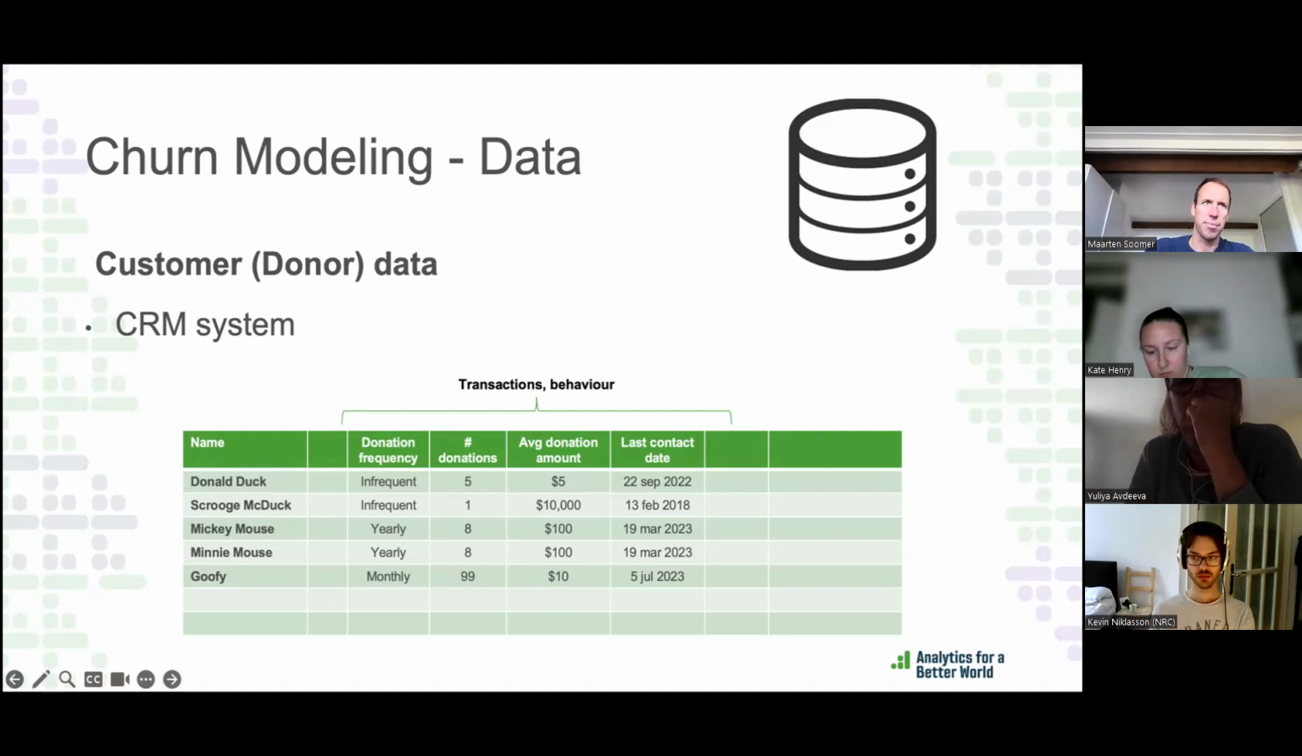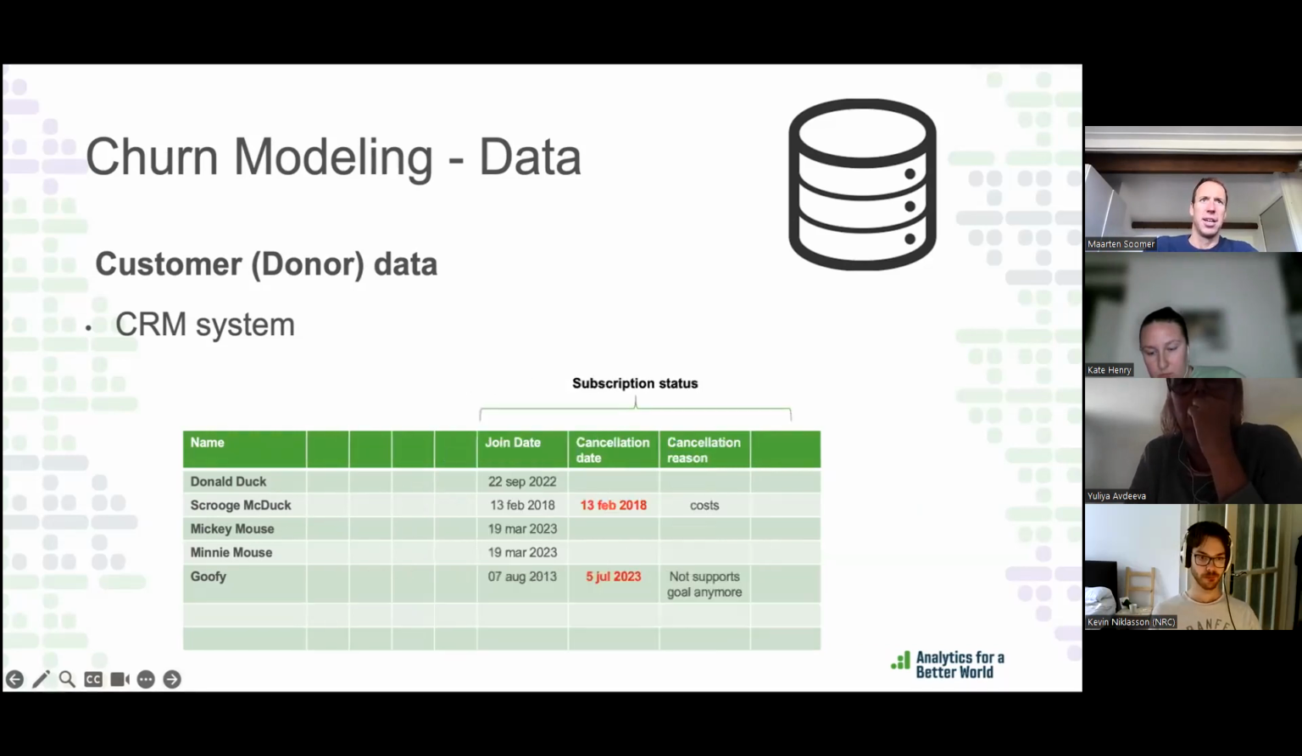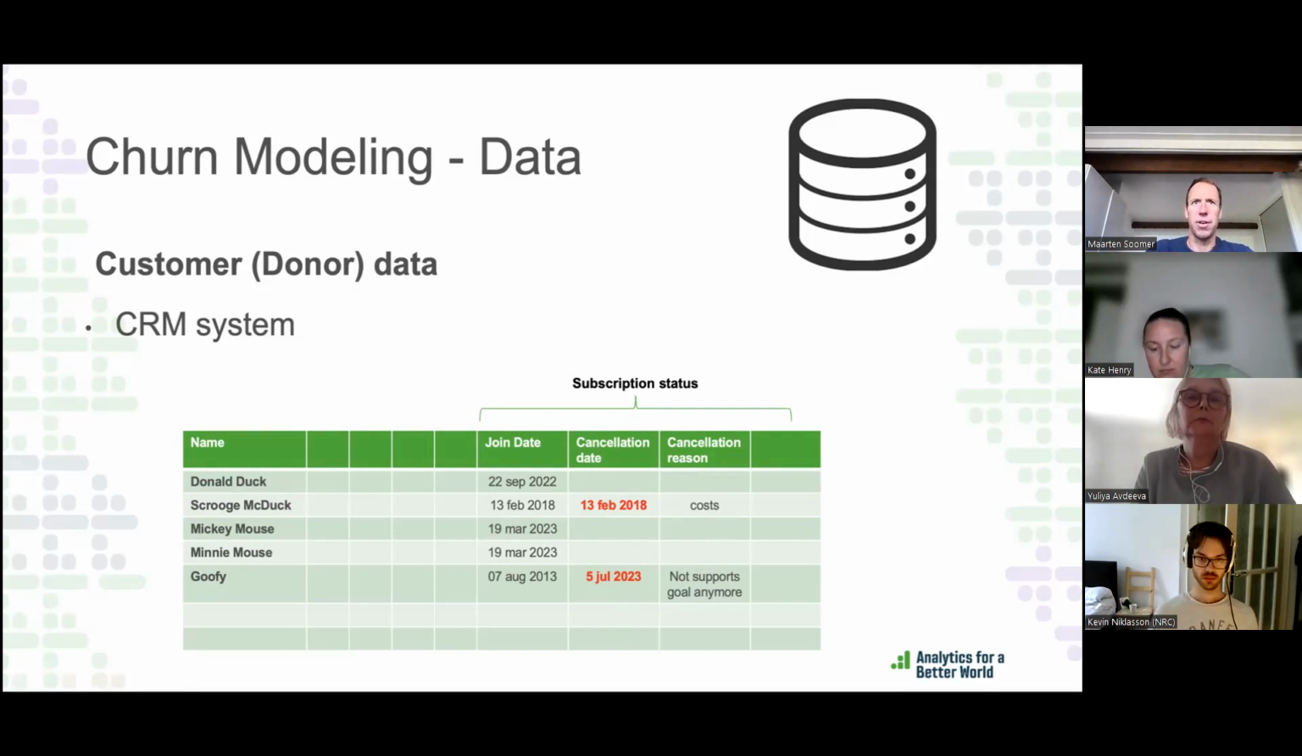Typically also in your CRM system, so that helps. And then, of course, to come to our target, you need also information basically about the subscription status. We can see our regular donors as somebody having a subscription, and every month they're donating some amount. When did they join? Did they cancel? Yes or no until now? When did they cancel? What was the reason for the cancellation? Could be very useful, actually, to use as a filter. I will come to that. So this is all very important to have, of course, essential to build our model.